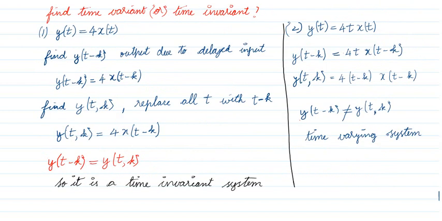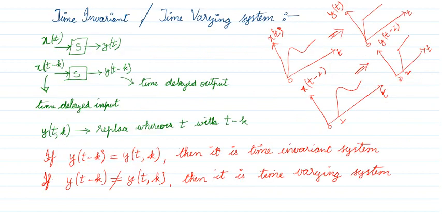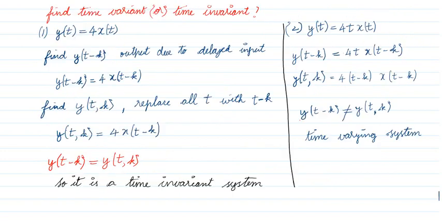Okay, let's see here now. Check whether it is a time variant or time invariant system. Output is equal to 4 times x of t, right? So first what I have to find? I have to find y of t minus k. In the previous slide we discussed y of t minus k is nothing but, when the time delayed input is given, I will get the time delayed output. So I will delay the input, x of t, to x of t minus k, and I will get y of t minus k. Next I will find y of t comma k. Replace all t with t minus k, wherever t is there. So this is my y of t comma k. I have to check whether y of t minus k and y of t comma k are equal. Yes, they are equal. So it is a time invariant system.